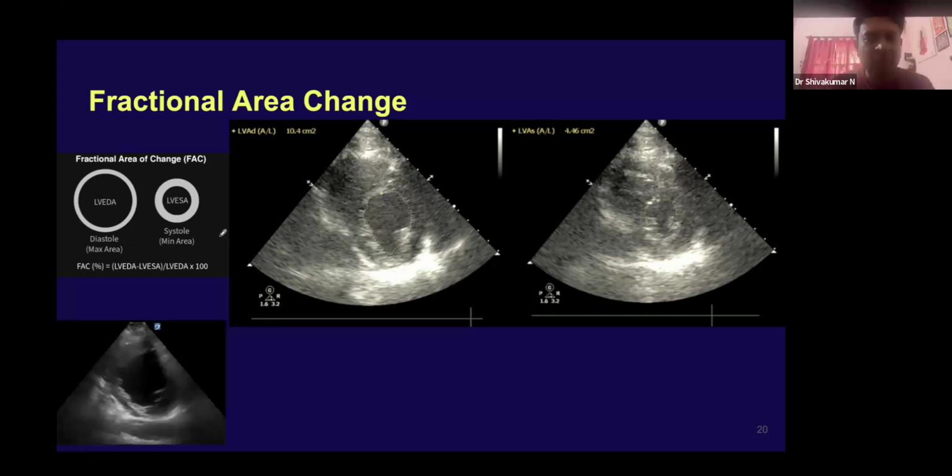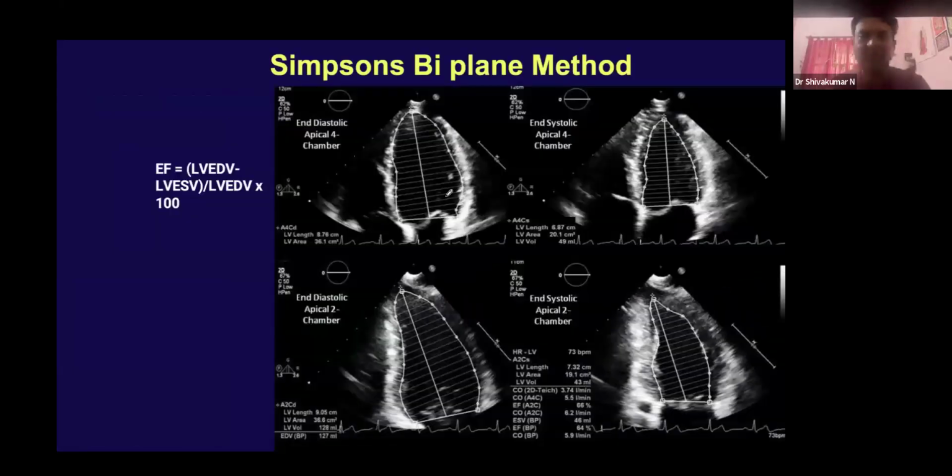In a similar way, in Simpson's biplane method, the machine has the option to trace the endocardial border. You trace the endocardial border in the end diastolic and end systolic views, put it in the formula, and get the ejection fraction. Most of the time, we use the visual method, whether the LV has mild, moderate, or severe dysfunction, which is what you're looking at in an intensive care setting.